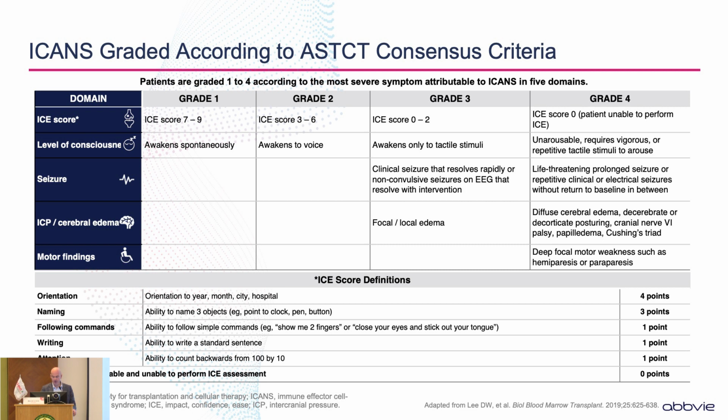And for those of you who aren't familiar with the ICE score, it's actually very, very straightforward and takes less than 2 minutes to do. The scoring is written at the bottom here, and you can just go through it with your patient, or a nurse on the ward can go through it with the patient in less than a couple of minutes. It's simply asking patients if they know where they are, if they can name 3 objects and follow commands, count backwards from 110s and write a standard sentence.